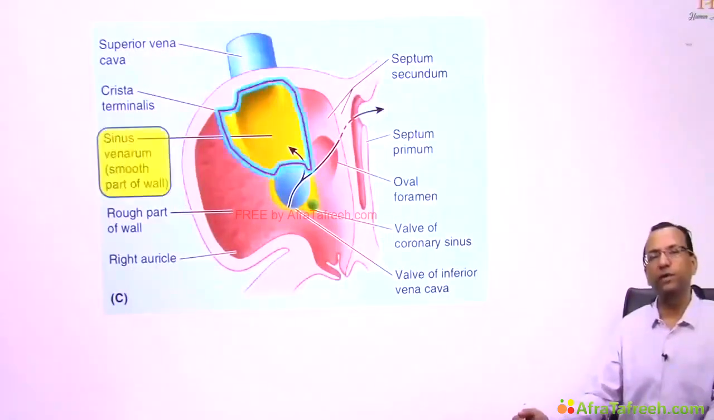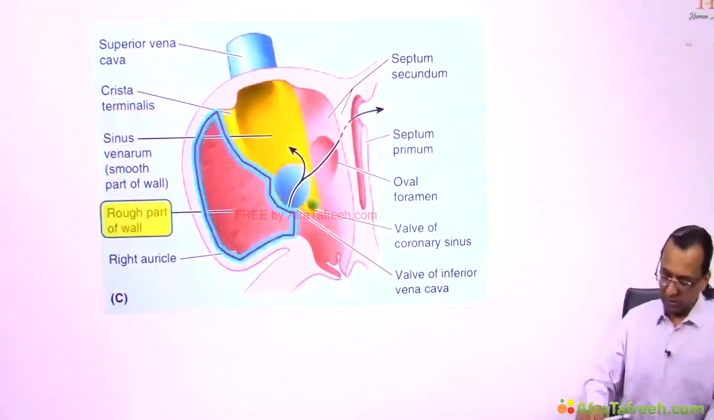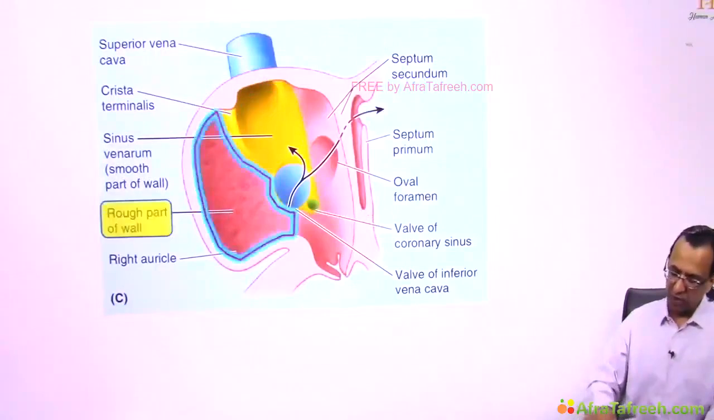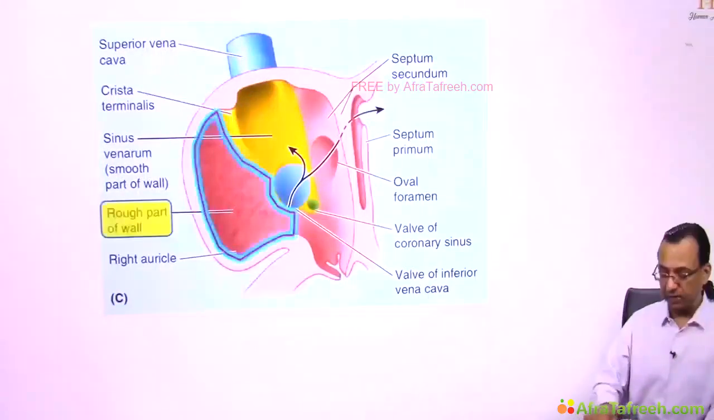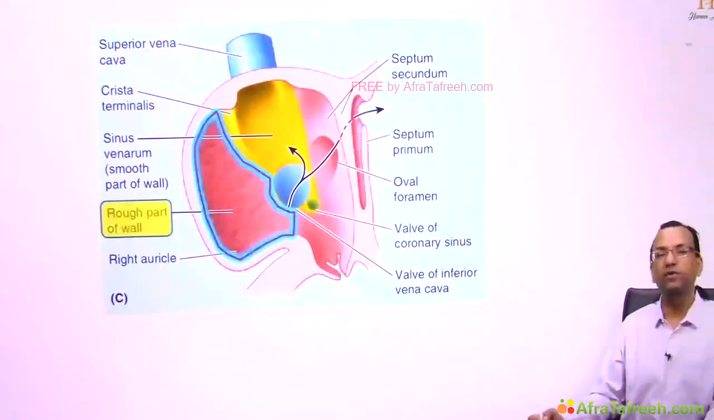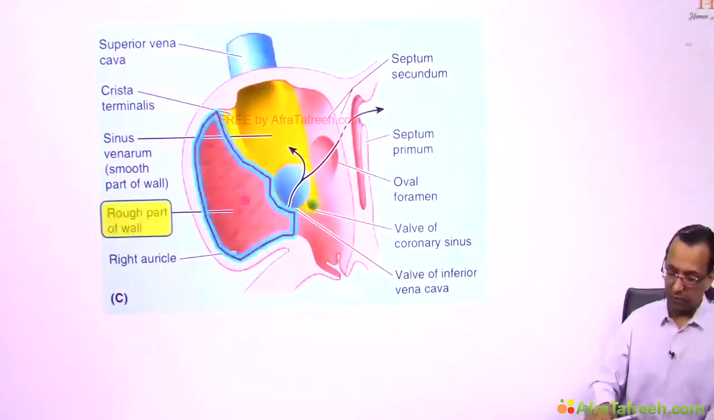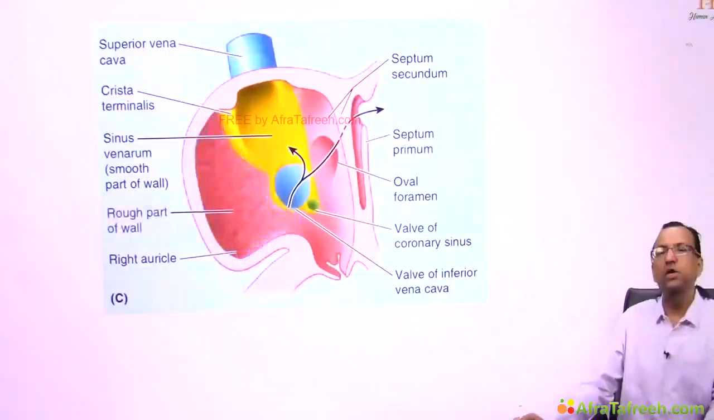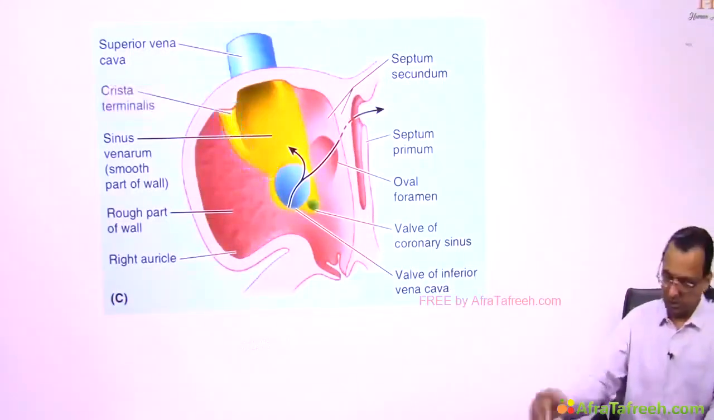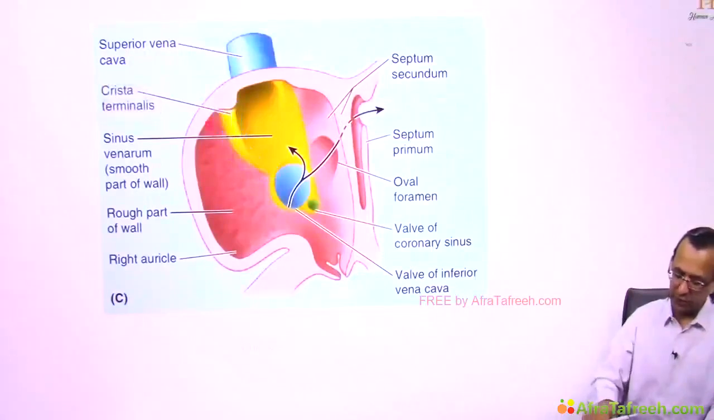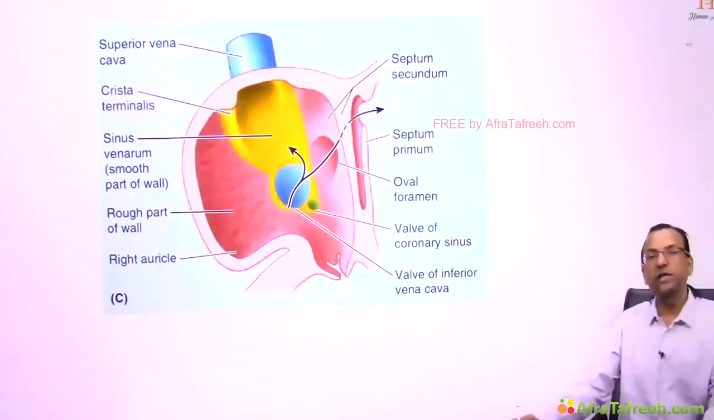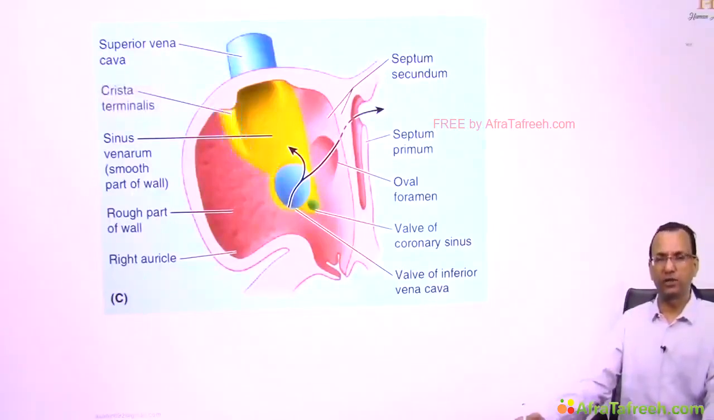And who is forming the rough anterior wall? That is coming from the primitive atrium anteriorly. It is the rough and trabeculated portion. What is the boundary line between the two? If you see from outside, it is the sulcus terminalis, and from inside the chamber, it is an elevation called the crista terminalis. So inside it is the crista terminalis, but outside it is the sulcus terminalis.